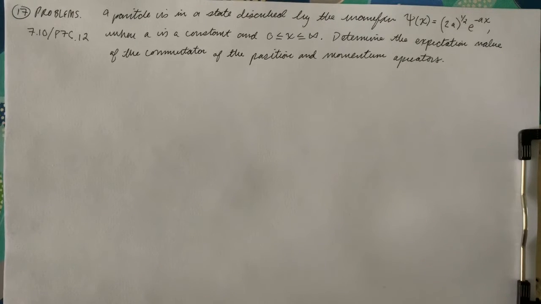Hello everybody. In this video we're going to be looking at the last problem from homework 1, where we're asked to determine the expectation value of the commutator of the position and momentum operators. They give us a psi of x and they give us bounds, but we don't actually need to use those. Atkins goes over this in Justification 7.6, where he does his own way that's a bit bare bones.